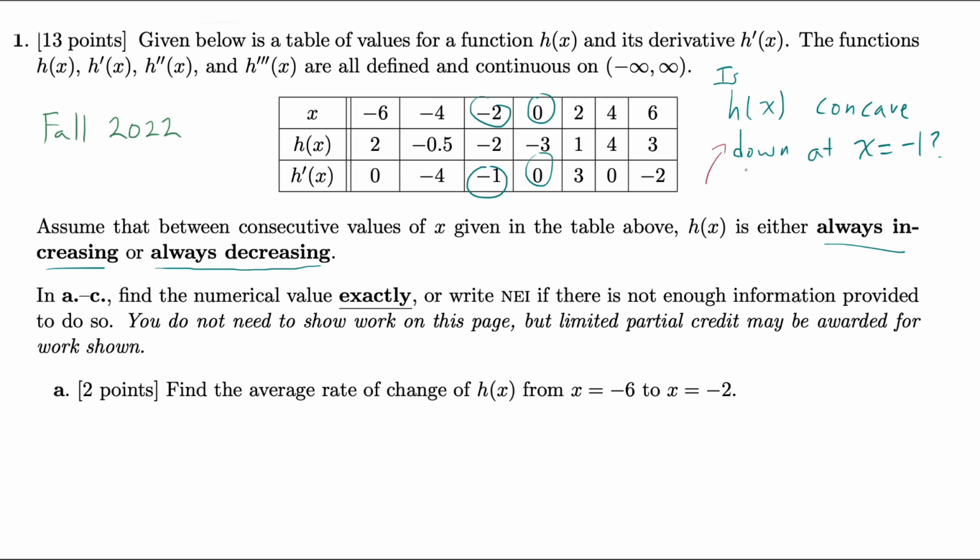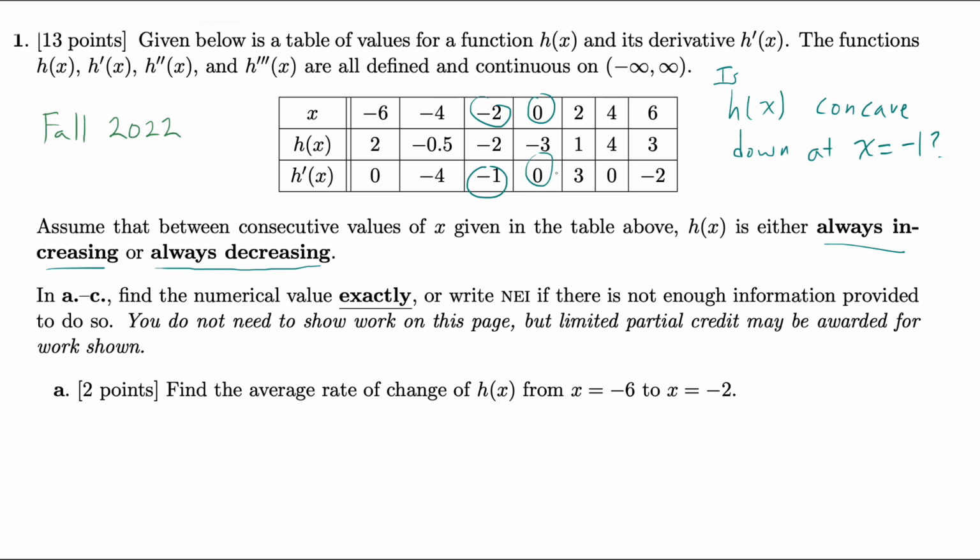No, definitely not. Because a function can be increasing and concave up, and it can also be increasing and concave down. For example, this would be increasing and concave up. It's making a smiley face, so it's opening up. And this is also making a smiley face, so this is also concave up, but now it's decreasing. So whether you're increasing or decreasing, concave up or concave down, those are very independent. So you have no clue whether h of x is concave down at x equals -1 or not just from the table.